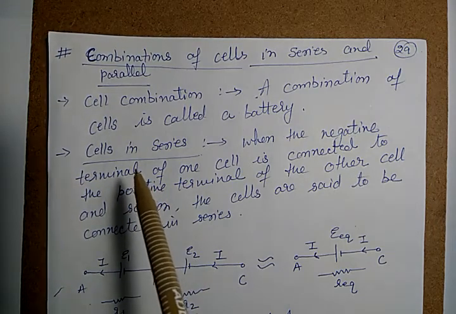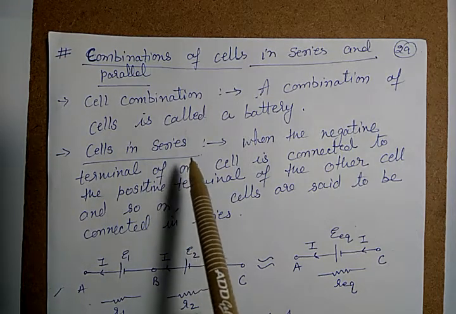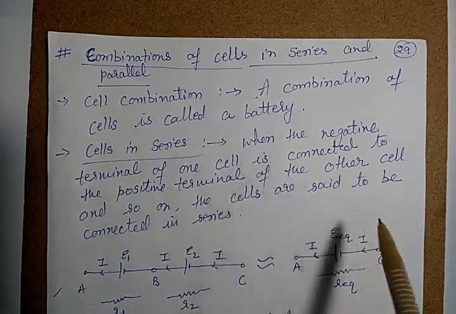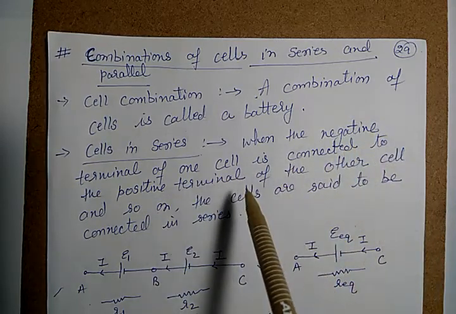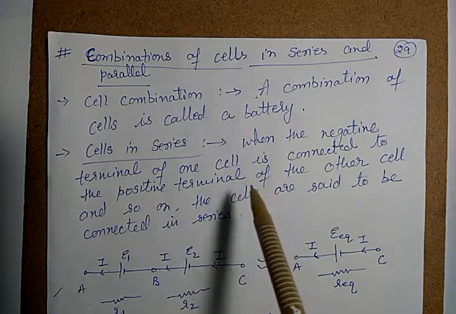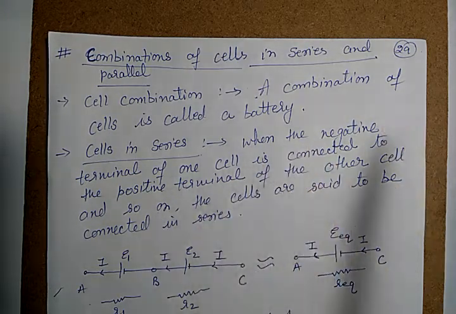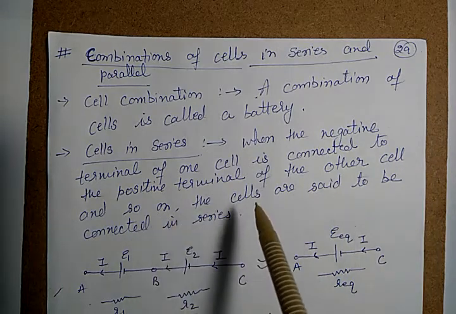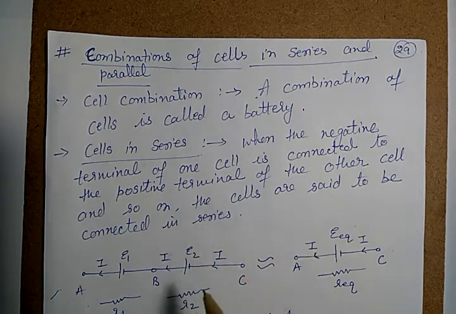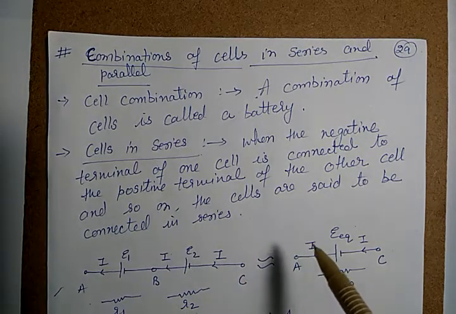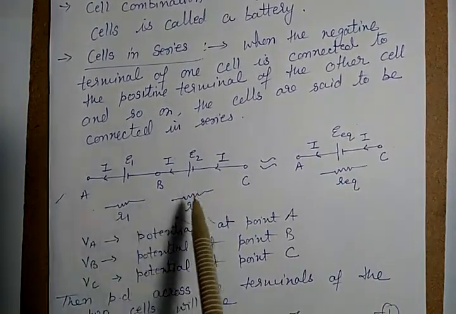So let us first consider the cells in series combination. Now for a series combination, the negative terminal of one cell is always connected to the positive terminal of the other cell. Then the negative terminal of this second cell is connected to the positive of the third, and so on. So in this manner, we can obtain the series combination of cells for n number of cells. Now, in order to get an expression for the series combination of cells, let us consider two cells.